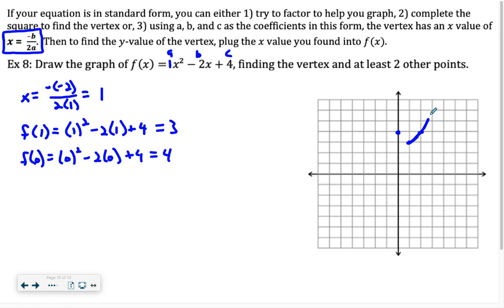So here is what my parabola is going to look like. Okay, so we can use x equals the opposite of b over 2a to find the vertex. So again, I want you guys to pause the video and take a second and try the next example.